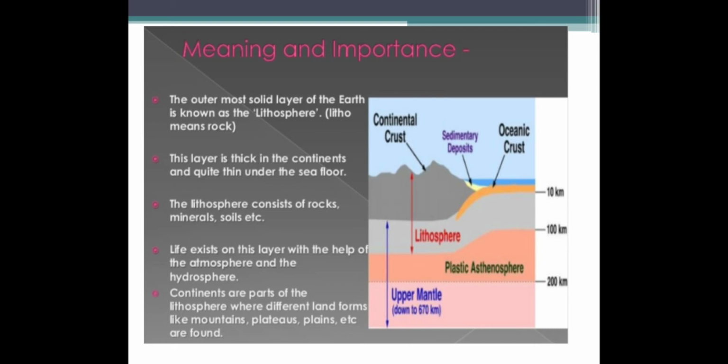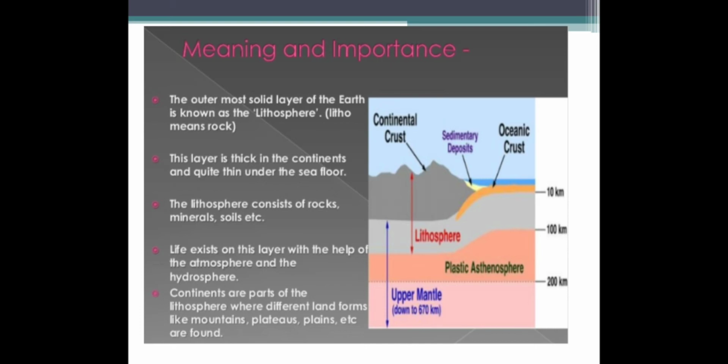Now, in the picture you can see the lithosphere we have shown, and the uppermost layer is the continental crust, and then the oceanic crust. On the continental crust we survive, and there we find the different continents. The oceanic crust is below that, which is a little thin. On this outermost layer of the earth, we find landforms like mountains, plateaus, plains, forests, rivers. All these we can find.